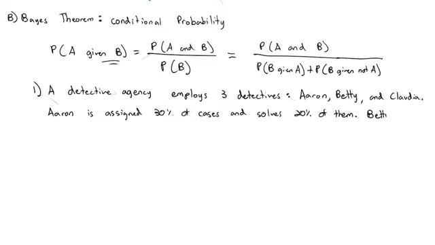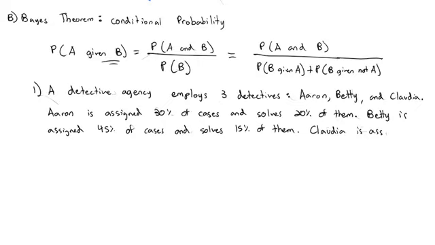Betty is assigned 45% of cases and solves 15% of them. Claudia is assigned 25% of the cases and solves 35% of them.